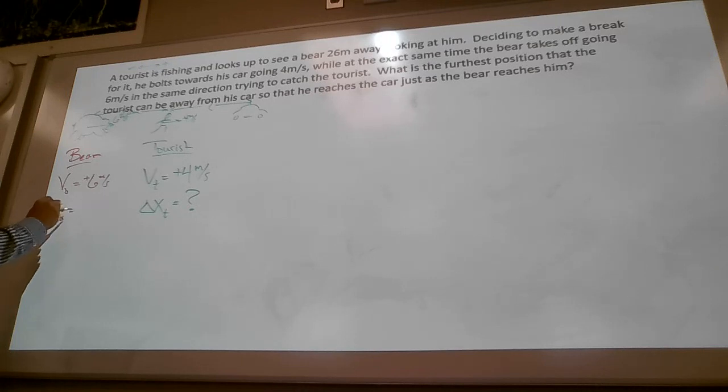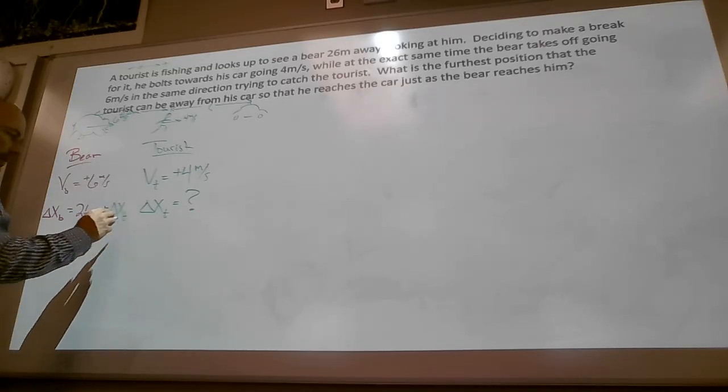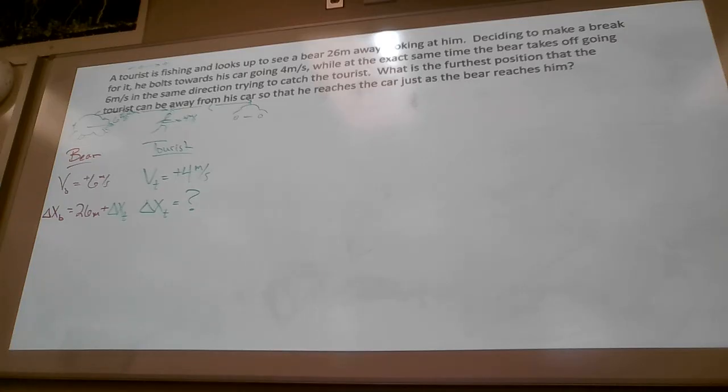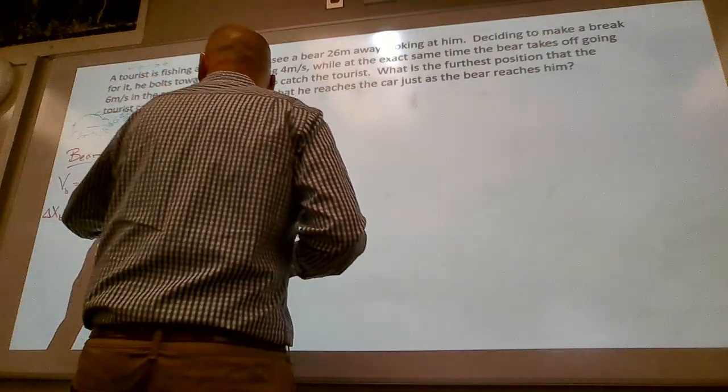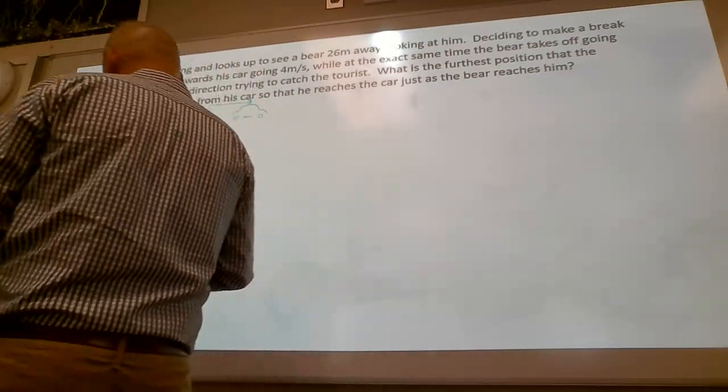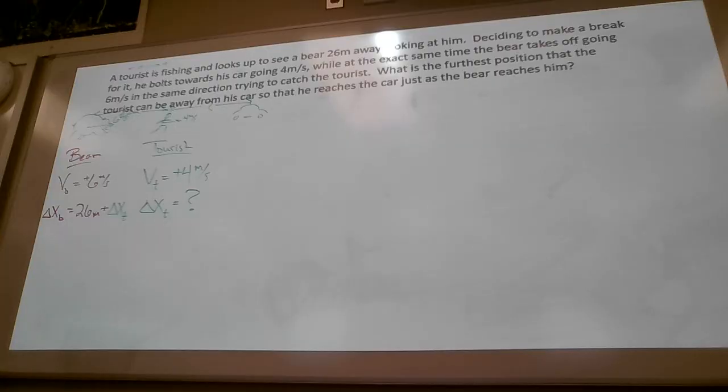So the displacement of the bear is equal to 26 meters plus the displacement of the tourist. How are we doing with that? Sorry, the displacement of the tourist plus 26. Okay. Now, the only equation that I have in my toolbox at this point is that.